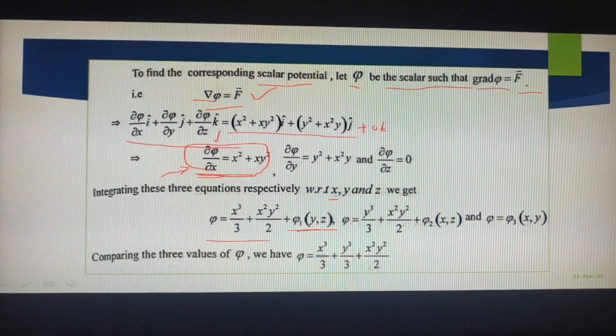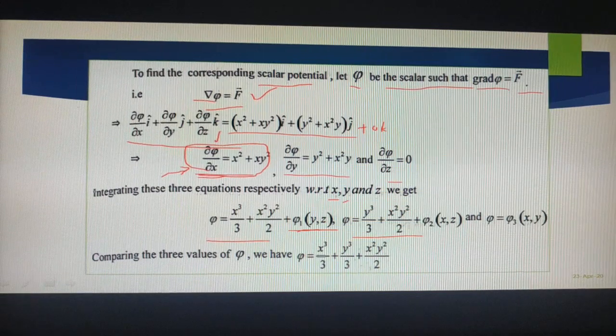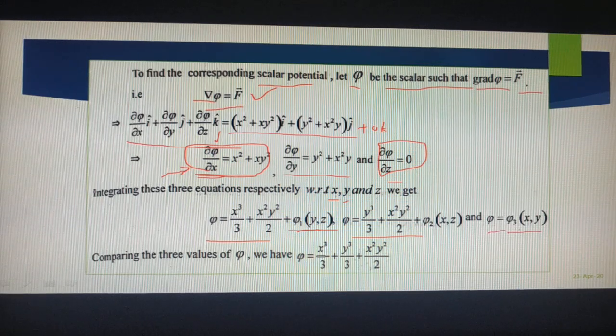Right. So similarly, the second part you do with respect to y, and we are getting this. The third part is of course already 0. So we will get some constant. That constant may depend on x and y, because we are doing this portion with respect to integration with respect to z. Okay, we will get pi, pi is equal to pi 3 of x comma y. So we have here 3 different pi's.